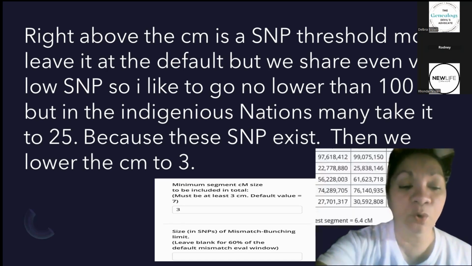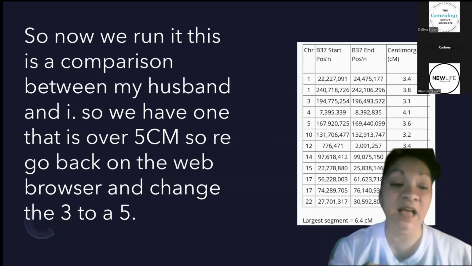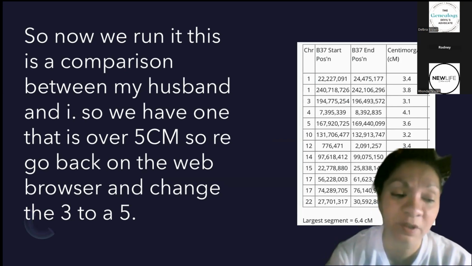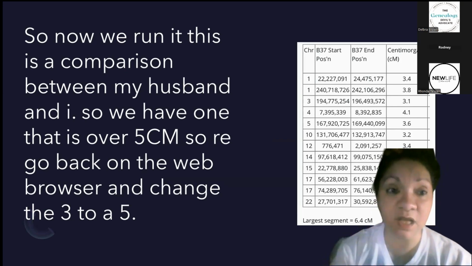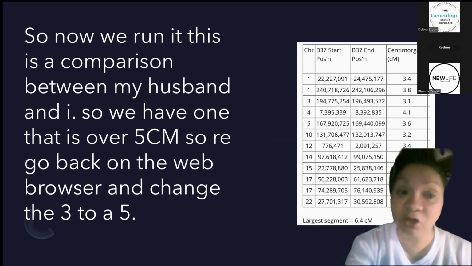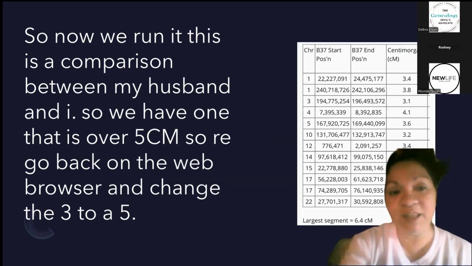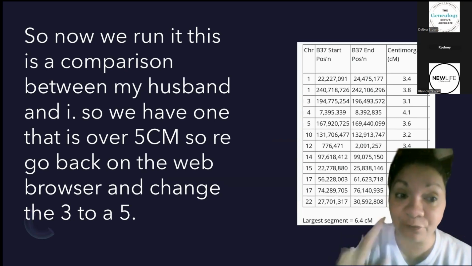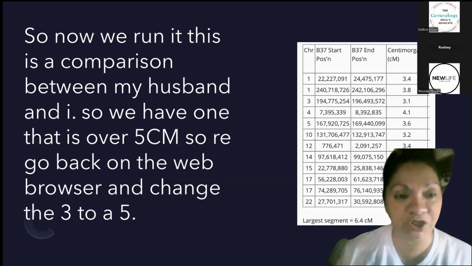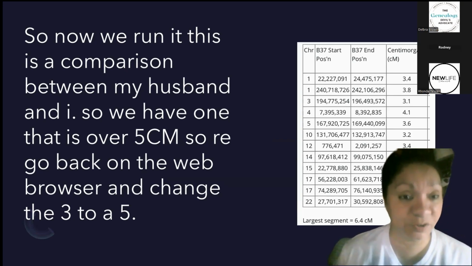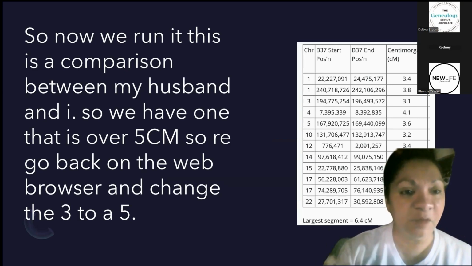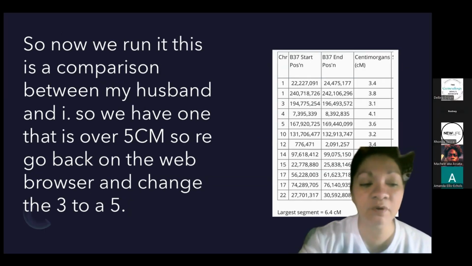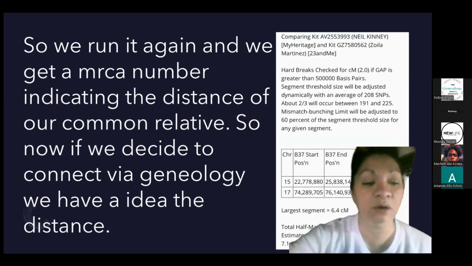Okay? So we have the comparison between my husband and I. Two of them are over 5 centimorgans. So what we do is we take our browser back, because we're dealing in a browser. We hit the back button and we change that 3 to a 5, because we always want to check 3 first to see how many chromosomes we share. Sometimes we share so many chromosomes, it's ridiculous, but they're all threes. It means it's a very distant relationship, but it's strong. But if you get a 5, you could get an MRCA number.